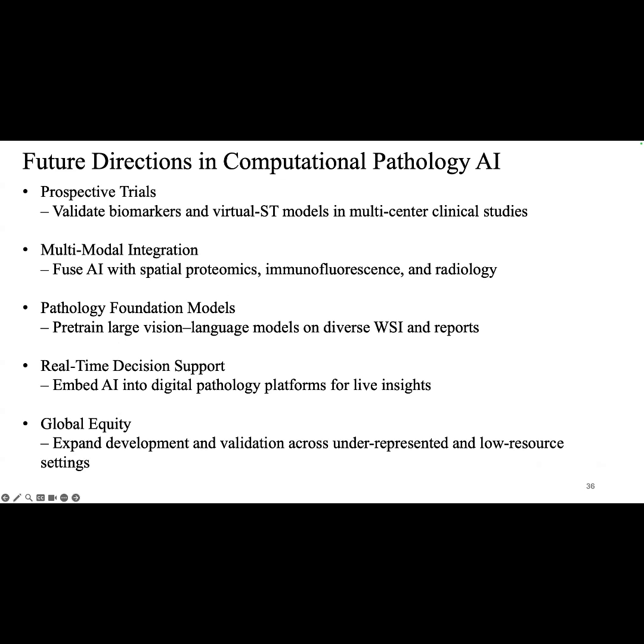Simultaneously, we will integrate emerging data modalities like spatial proteomics and radiomics to create richer multimodal biomarkers. We aim to pre-train large pathology-specific foundation models to further improve the zero-shot learning capabilities. We also plan to embed these tools into digital pathology workflows for real-world decision systems. Finally, we are committed to addressing health disparities by developing and validating our models across diverse populations and low-resource settings, ensuring equitable access to this advanced technology.